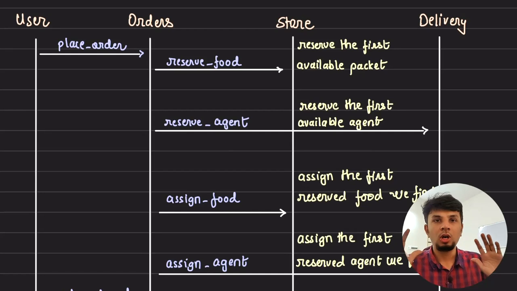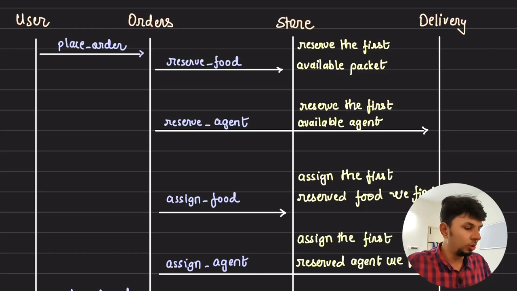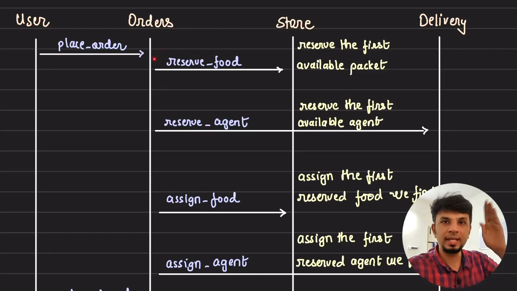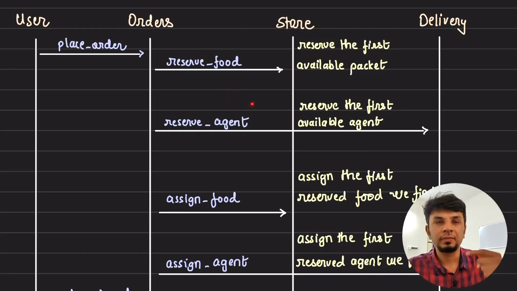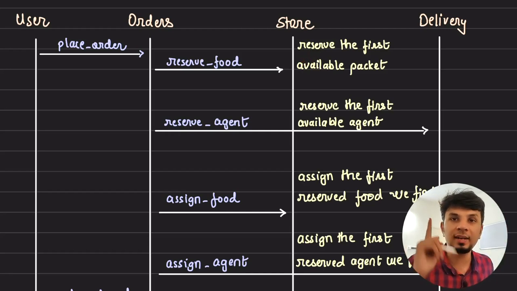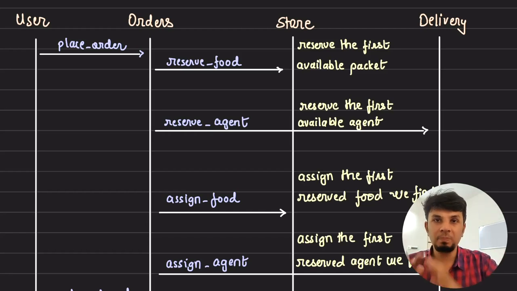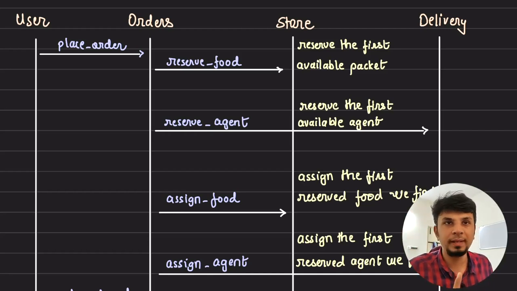So the flow of the request, or the flow of the communication between services, goes like this. So user makes a call to order service saying, hey, place this order for this food and whatnot. So order service will first reserve the food. When it says first reserve the food, the call will go to store service and it would reserve the first available packet for that particular food. So if I say burger, the first available packet will be reserved for this. And as soon as it is reserved, it will be made unavailable for any other order to be reserved. Fine. That's how we are protecting our resource. We are ensuring an exclusivity of our resource.